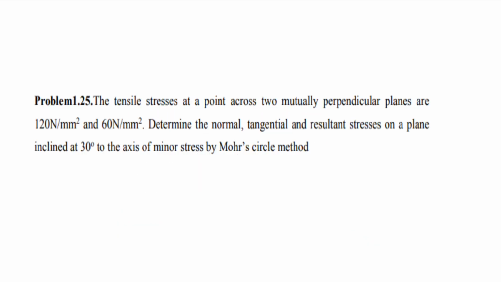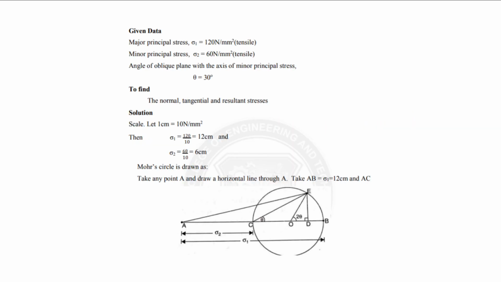So we can see the problems one by one. The first problem: the tensile stresses at a point across two mutually perpendicular planes are 120 Newton per mm square and 60 Newton per mm square. Determine the normal, tangential and resultant stress on a plane inclined at 30 degrees to the axis of minor stress by Mohr's circle method. Given data: major principal stress sigma 1 is equal to 120 Newton per mm square, minor principal stress sigma 2 is equal to 60 Newton per mm square, theta is equal to 30 degrees. To find the normal, tangential and resultant stress.